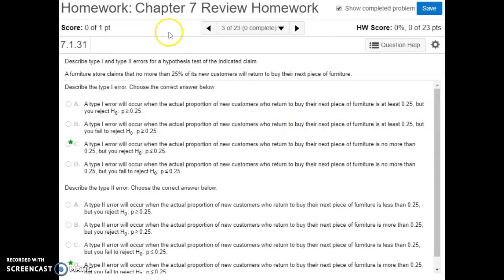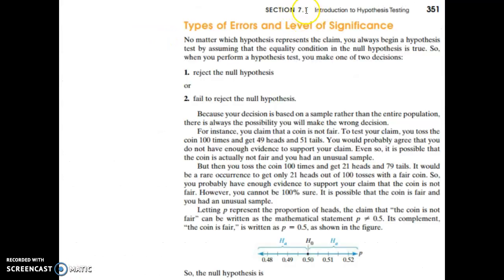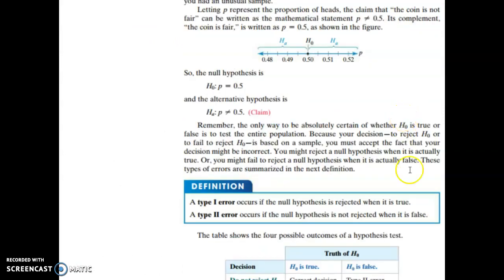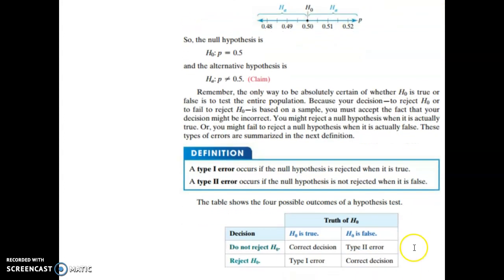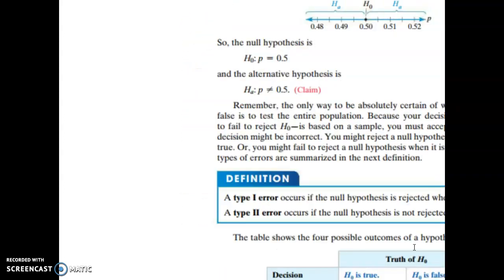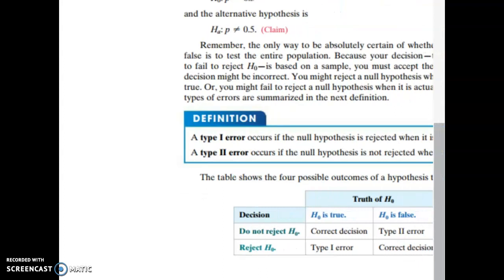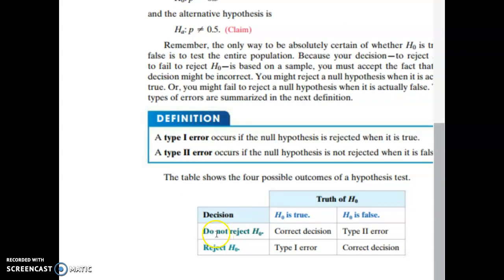Number 3 is about type 1 and type 2 errors, and we can read more about the types of errors here at the bottom of this page. Remember, there are two possible outcomes to a hypothesis test. One is that we do not reject the null hypothesis. That outcome could be the correct decision because the null hypothesis was true. We shouldn't reject it. But that could also be an incorrect decision, and if it's an incorrect decision, we call that a type 2 error.